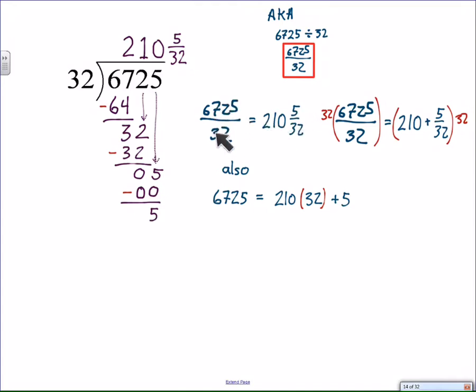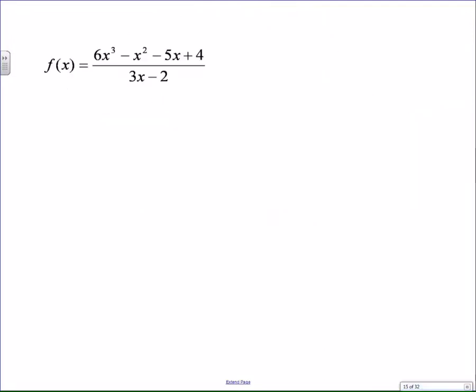But if you take this equality, which is a true statement, and make everything, both sides, 32 times bigger, we can produce a new statement that is 6,725 is the product of 32 210s plus 5 more. So these are all sort of truths that are expressing the same reality, basically. How does that work for polynomials?